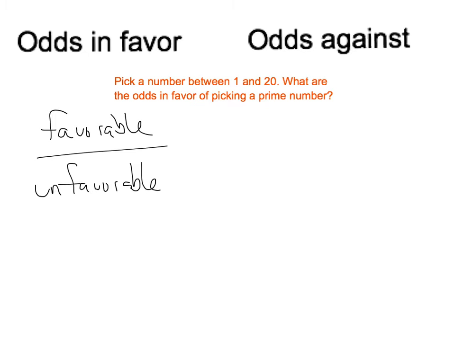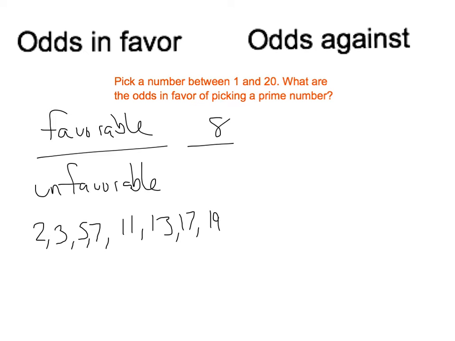So what are the prime numbers between 1 and 20? So let's see, 2, 3, 5, 7, 11, 13, 17, and 19. Okay, so how many prime numbers are there? 1, 2, 3, 4, 5, 6, 7, 8 prime numbers between 1 and 20. So if there are 8 favorable outcomes between 1 and 20, well, how many unfavorable are there?